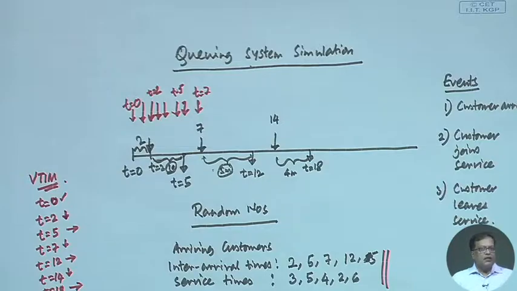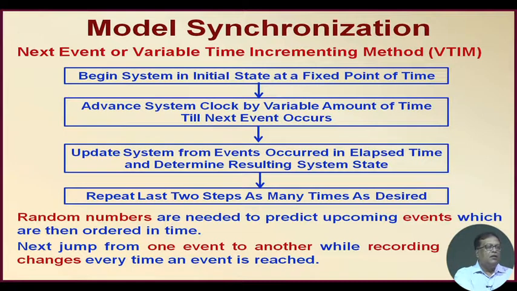So, now look at the slide. You can see that the next event or variable time increment method begins with the system in its initial state at a fixed point of time, advances the system clock by a variable amount of time till the next event occurs, updates the system from events that occurred in the elapsed time and determines the resulting system state, and repeats the last two steps as many times as desired.